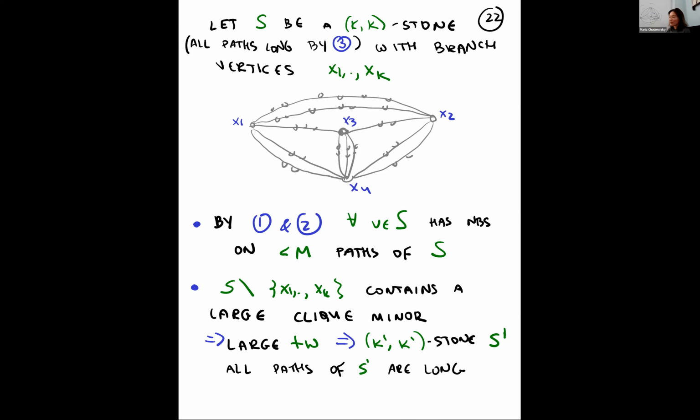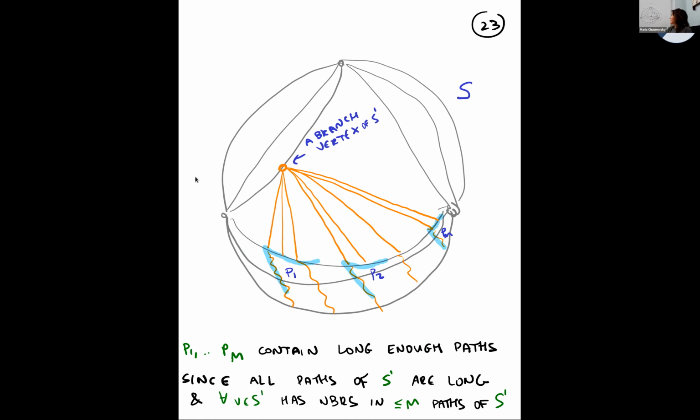That's something you can prove, that even if you forget the branch vertices, that still contains a big complete minor. And so we can assume it contains another stone, a smaller one, a K prime stone, but still pretty big. And so now what we're going to do is ask, how does the K prime stone that I get after I delete the branch vertices fit into this thing about which I know so much now?